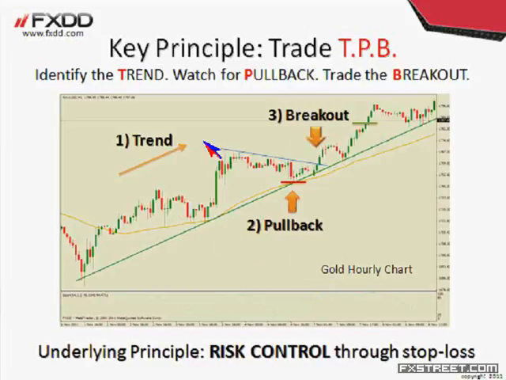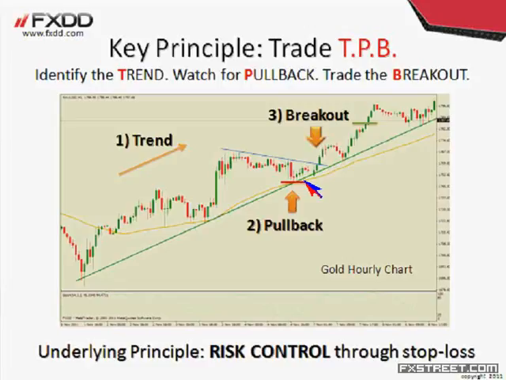Now, I've got two pullbacks here. I chose to illustrate this one right here. So you got a pullback. How do you know when this pullback ends? Well, you really don't know. A lot of people say, I'll look for a trend and I'll trade the pullback. And what does that mean? Are they looking for a pullback to a Fibonacci number? Are they looking for a pullback to 61.8% Fibonacci or the 38.2%? And then at that point, they're going to go long in that uptrend?